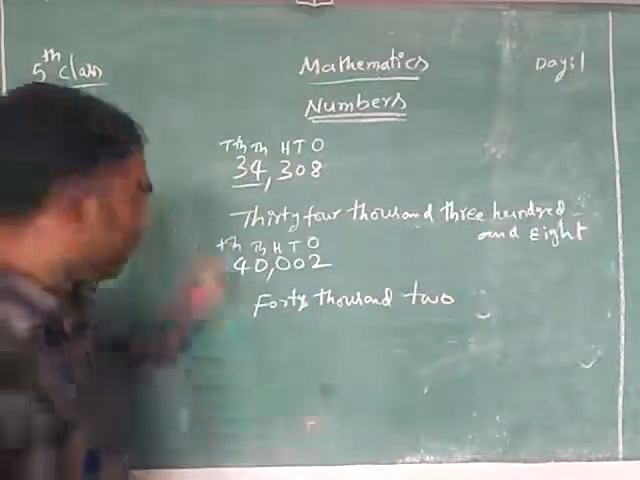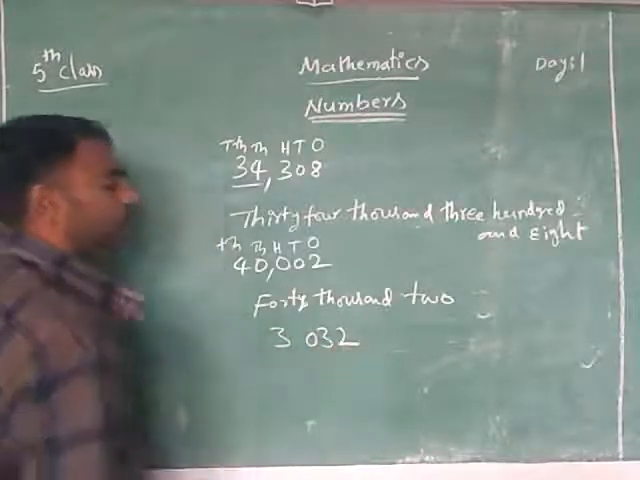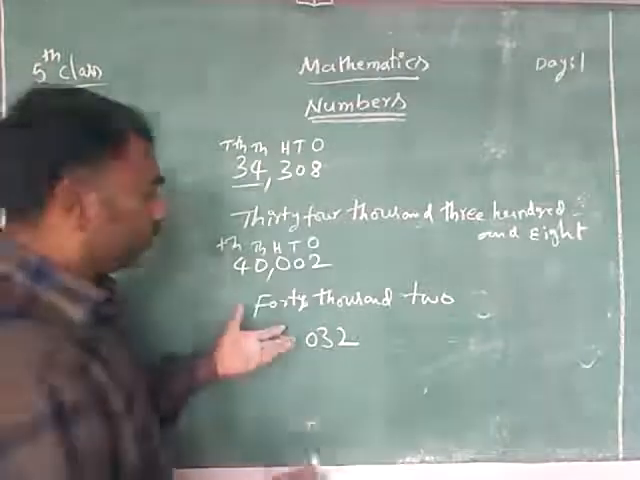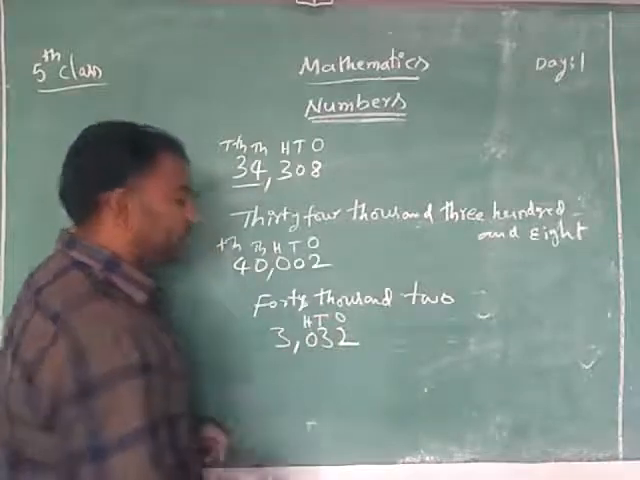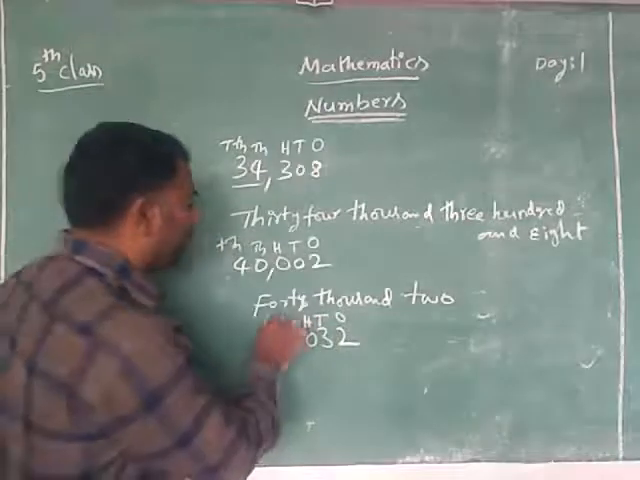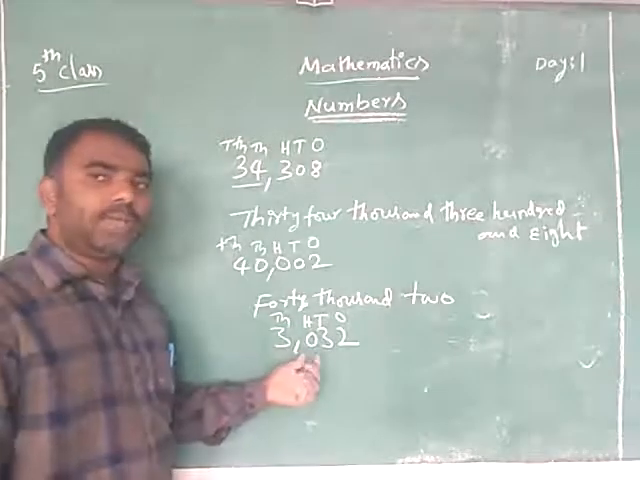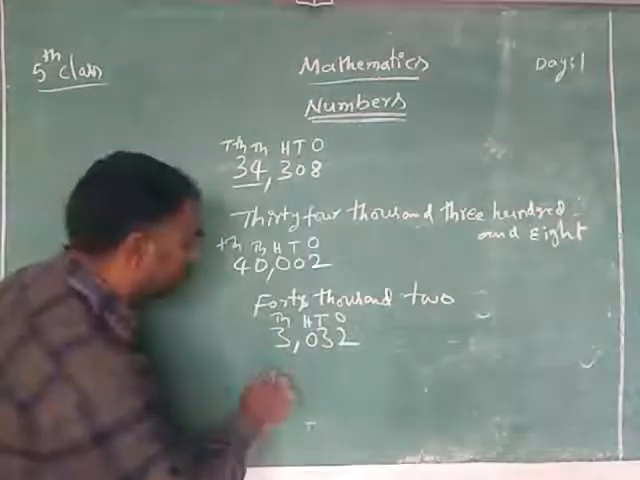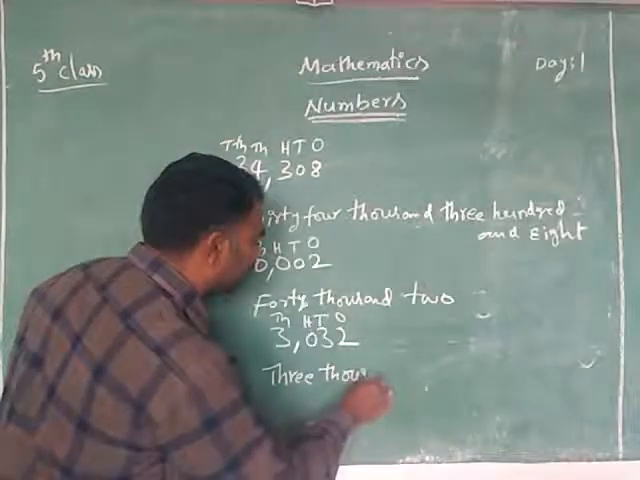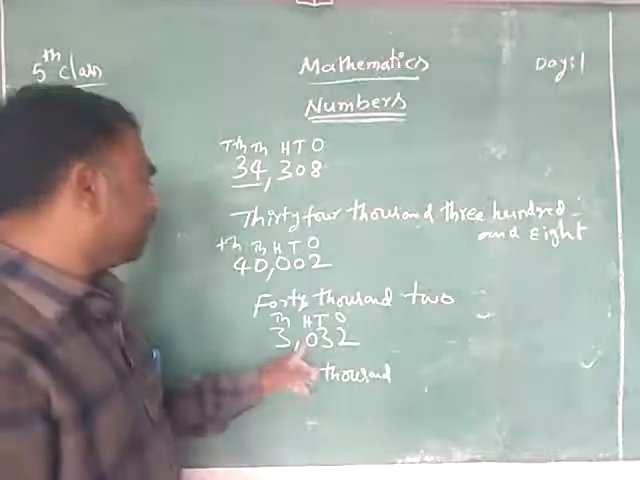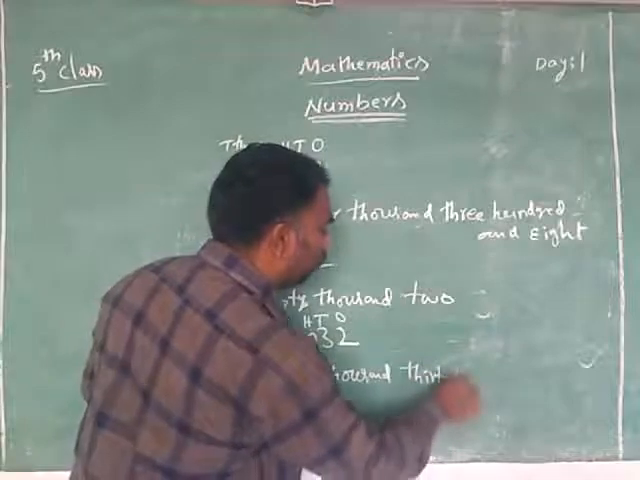40,002. Suppose I have given this number. Now how do you read it? First, read the places: ones place, tens place, hundreds place. After the hundreds, the comma. Next, thousands. How do you read the number and how do you write it? Before the comma, what number is there? That is 3, and these are thousands, so 3,000. After the comma, what is there? Hundreds are not there. Only 32 is there. So that's why it is 3,032.